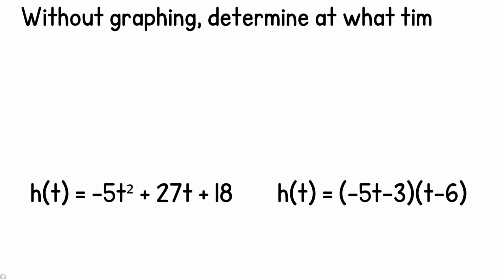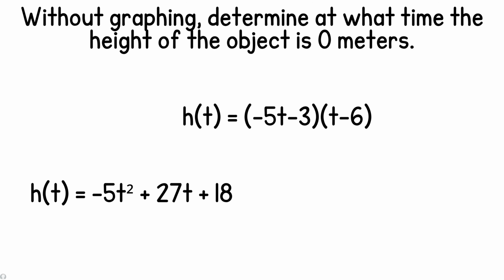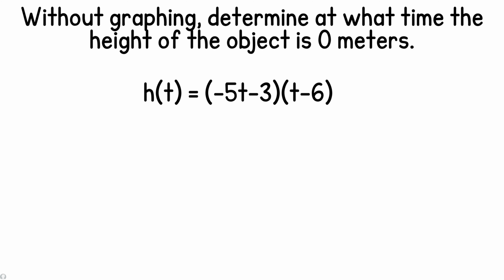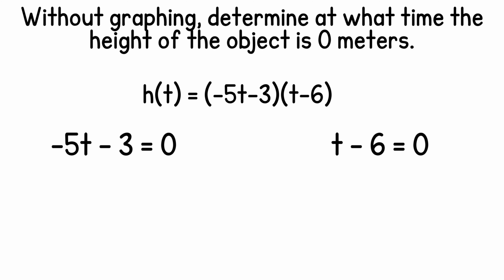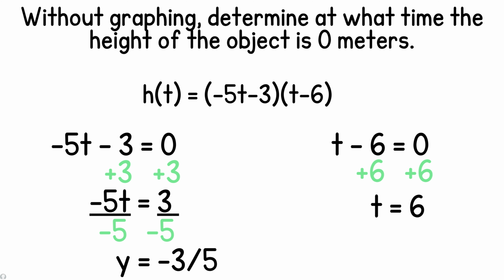So without graphing, we'll determine at what time the height of the object is 0 meters. So we'll take the equation that we decided would be easier, and we'll set each equation equal to 0. We'll start solving by adding 3 to both sides, which gives us negative 5t is equal to 3. And then we'll divide both sides by negative 5, which gives us t is equal to negative 3/5. Now we'll solve the other equation by adding 6 to both sides, and we get t equals 6. So the object would hit the ground at 6 seconds and negative 3/5 seconds.